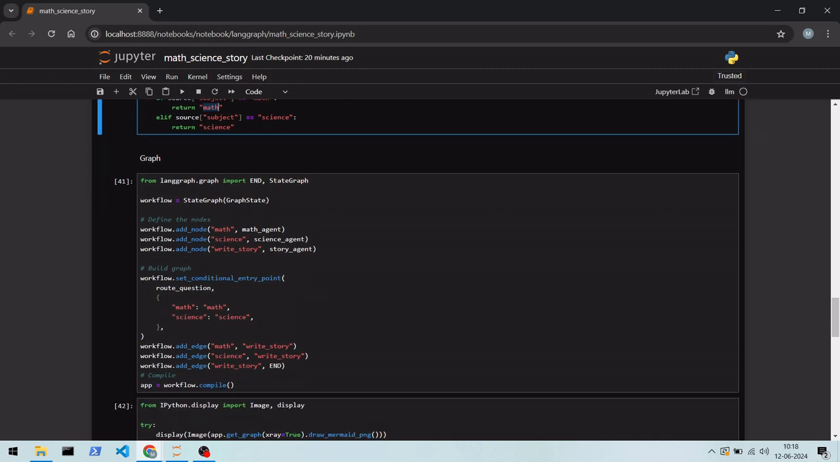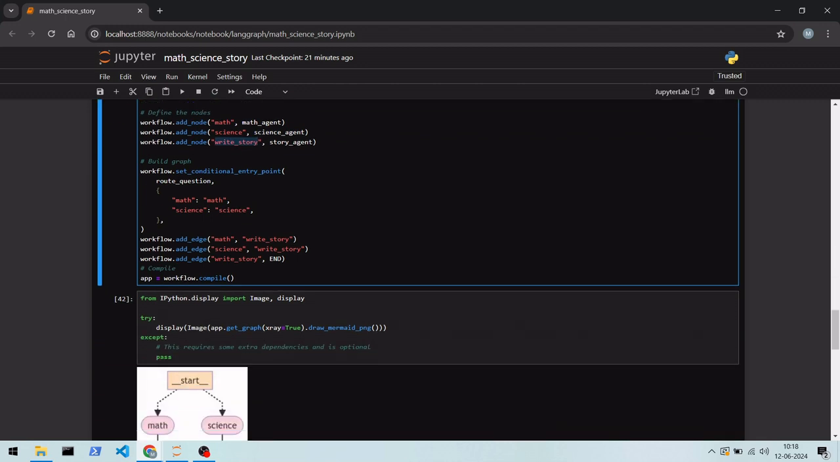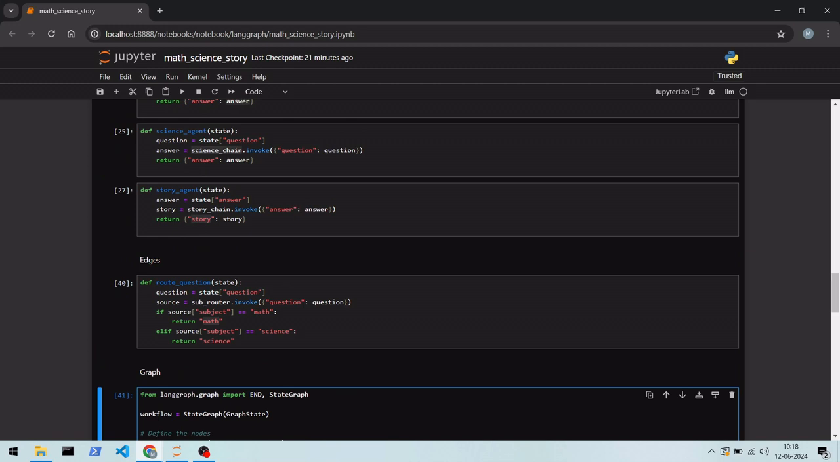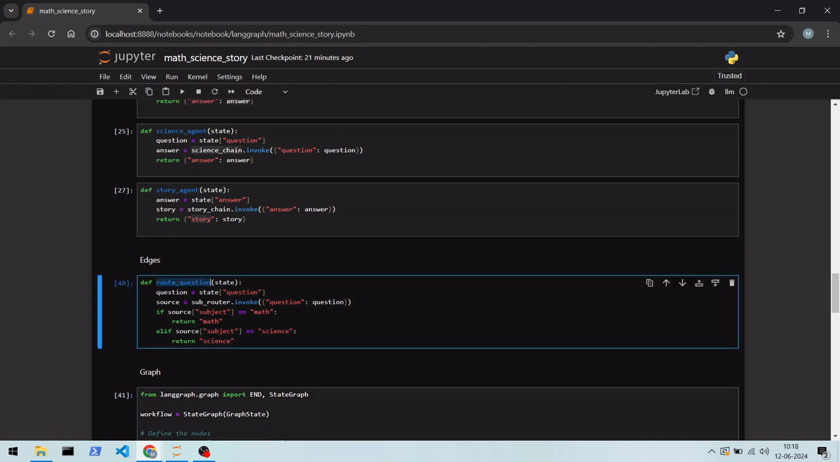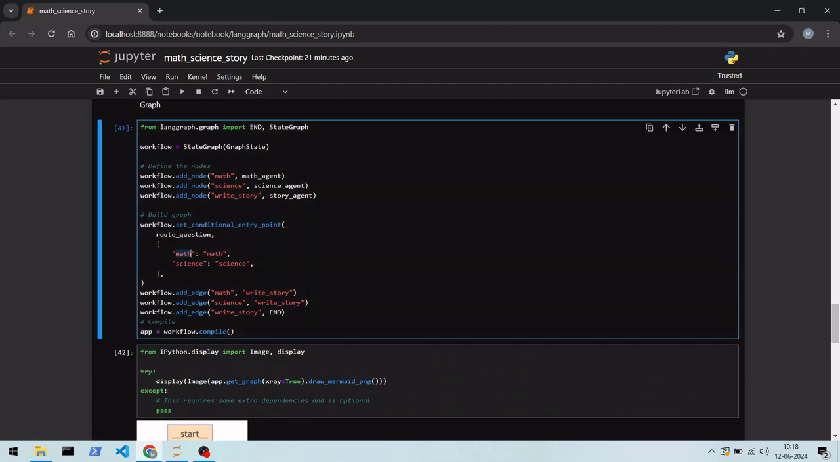Next we will create a graph. We'll have to describe each node, like for math, science, and story. Next one is a conditional edge, like a conditional entry point. This is the starting node. So it goes to the route question edge. It returns math or science. So based on that response, it moves to the next node.